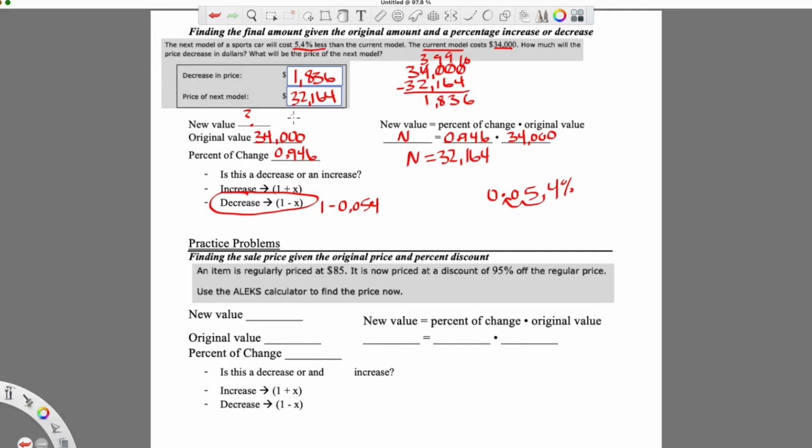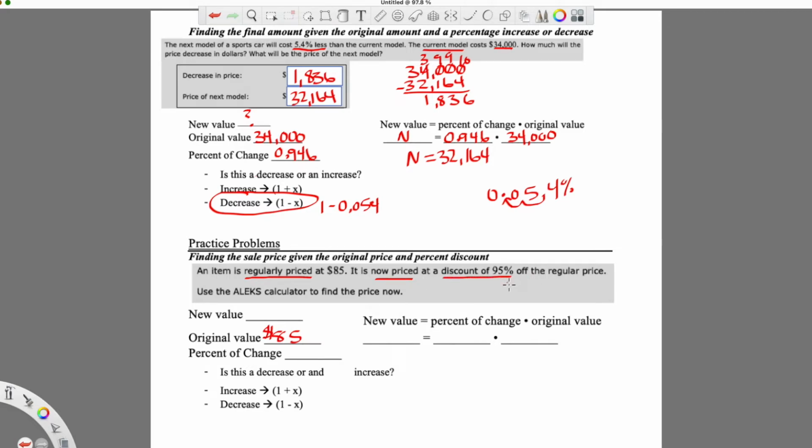All right, so finding the sale price, given the original price and a percent discount. So we have an item that is regularly priced at $85. So regularly priced, that means normally I would pay $85 for it. So that's going to be our original price because that's my regular price. It is now priced at a discount of 95%.